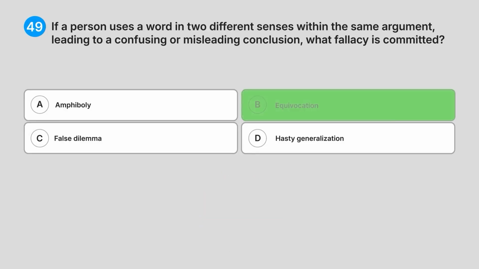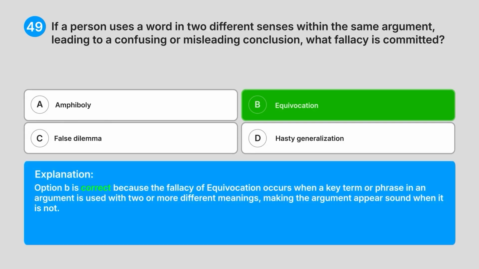Correct answer, B. Equivocation. Explanation. Option B is correct because the fallacy of equivocation occurs when a key term or phrase in an argument is used with two or more different meanings, making the argument appear sound when it is not.